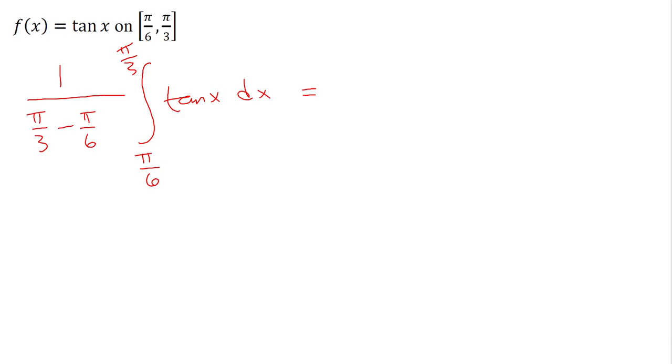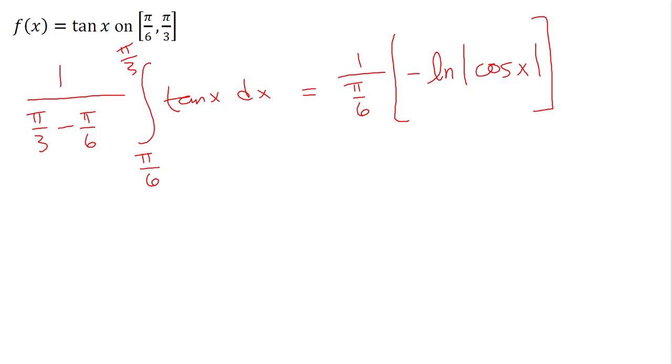So pi over 3 minus pi over 6 is just pi over 6. So we have 1 over pi over 6. And we're going to just do the integral, right? The integral is negative natural log absolute value cosine x. And we're going to evaluate that from pi over 6 to pi over 3.